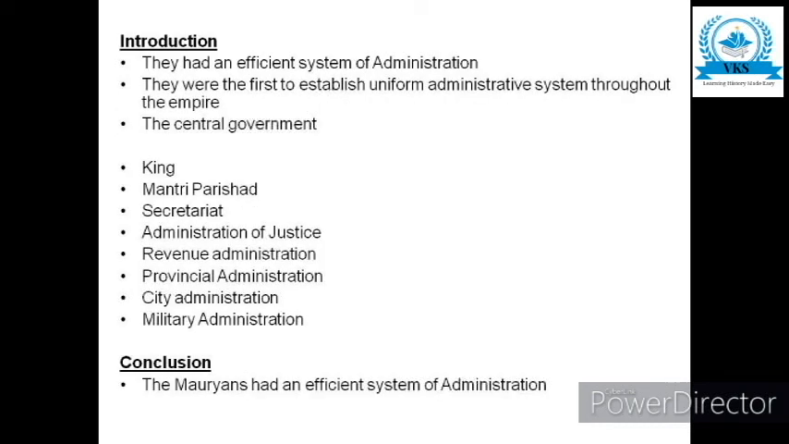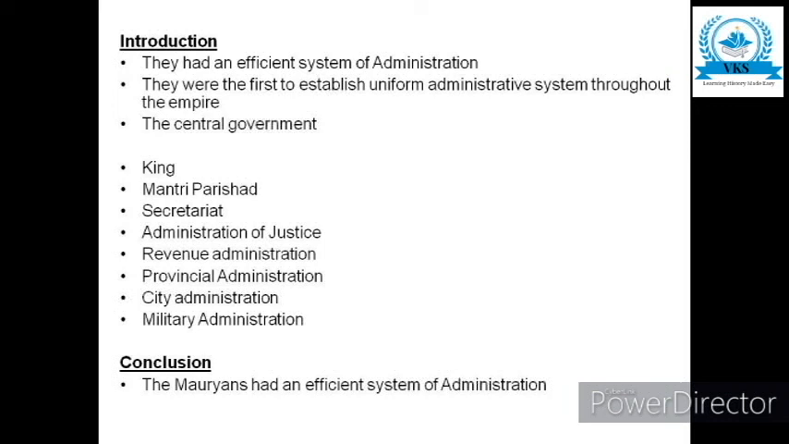So let us finally see all the points together. So we started with an introduction, that is they had an efficient system of administration and they were the first to establish uniform administration throughout the empire. Then we started with the first main subheading, that is central government. Under central government we had king, Mantri Parishad, secretariat, administration of justice, and revenue administration. So that is under central government we had 5 points.